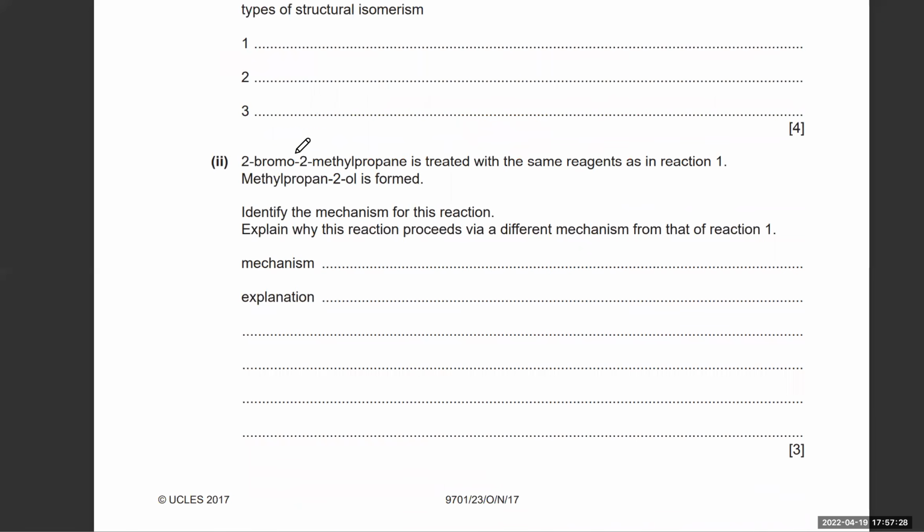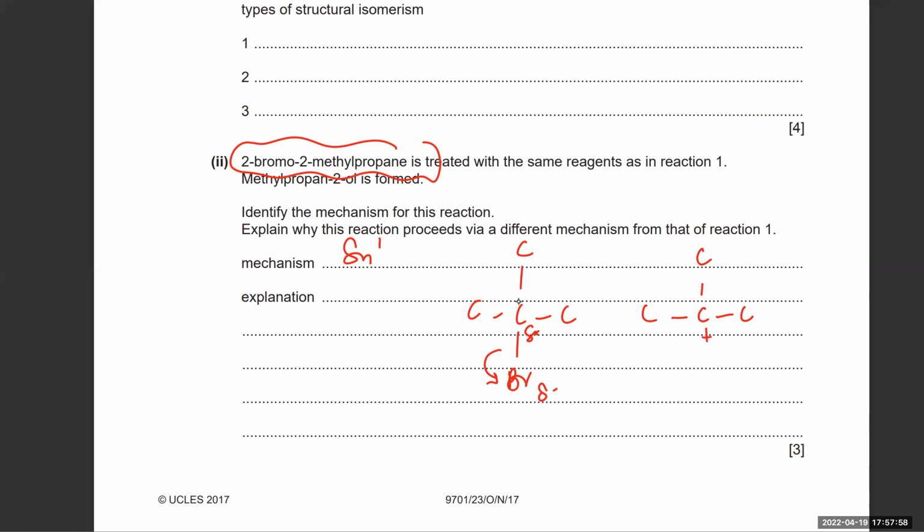So next one is 2-bromo-2-methyl propane is treated with the same reagents. Identify the mechanism. That's a tertiary halogenoalkane. That's propane, and bromine is on the second carbon, and methyl is also on the second carbon. So that's a tertiary halogenoalkane. So in this case, the mechanism is SN1. Why? Because the Br is going to take away the electrons first. It will form a carbocation. You can add in the H's yourself. So the Br -1 leaves, and then the nucleophile comes in later on.